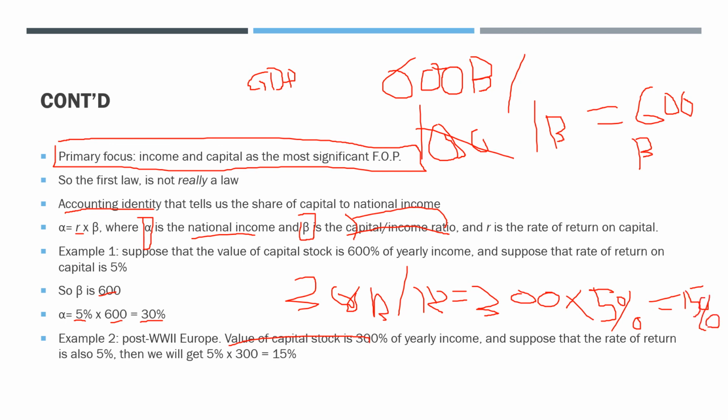Okay, so that is the first law. It just tells you that alpha is the share. That means in this economy, roughly, we can say that for every $100 that the economy makes, 30% of it is due to capital. In immediate post-World War II Europe, for every $100 that the economy makes, $15 of that is due to capital. That's the basic idea here.